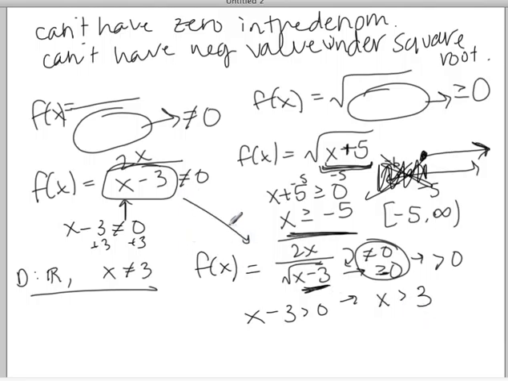Notice the difference between these two problems right here. This was just x minus 3. This was the square root of x minus 3. That's why we had to do a little bit extra. Alright? Now for something a little trickier.